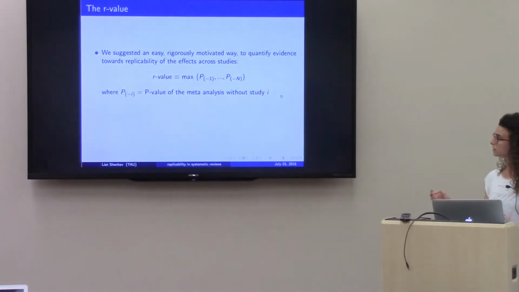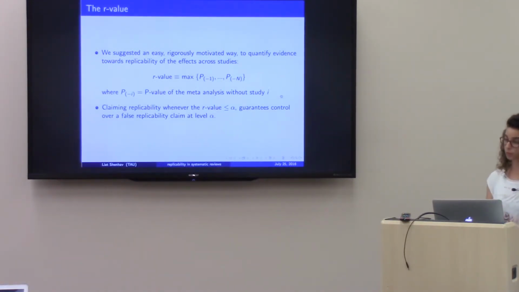The R value is the maximum over n p-values, where p minus I is the p-value of the meta-analysis just without study I. And if we claim replicability whenever the R value is smaller than some significance level, let's say alpha is 0.05, it guarantees control over the false replicability claim, which the meta-analysis alone does not do.